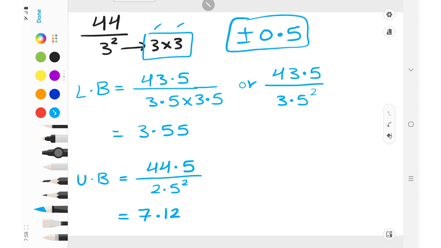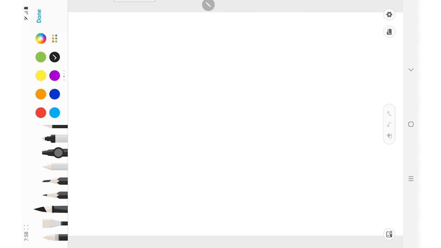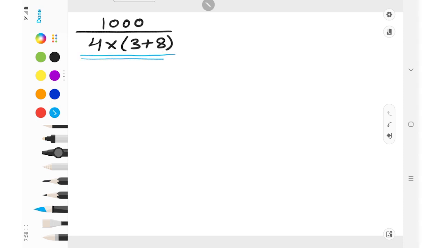The last question. For my last question, I'll take 1000 divided by 4 multiplied by 3 plus 8. Here, for multiplication and addition, it's the same rule. If I want the lower, lower multiplied by lower, lower plus lower. If I want the upper, upper with the upper. So I have no issue.